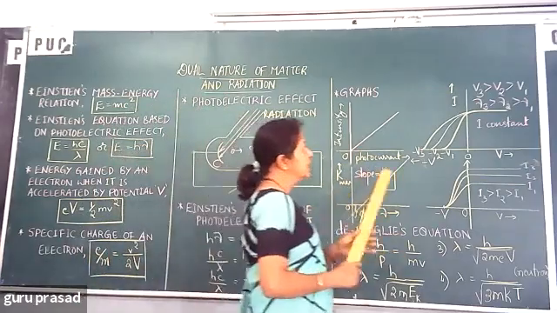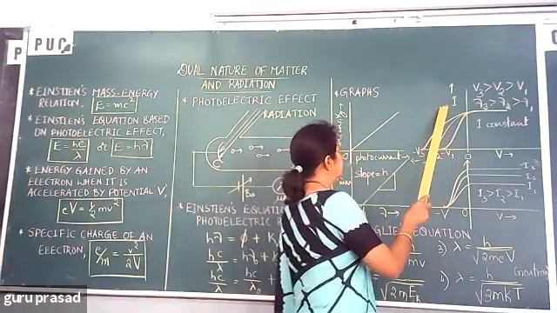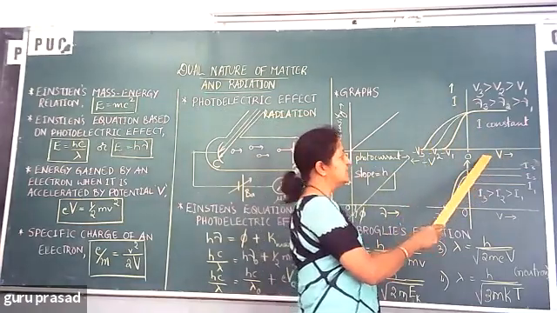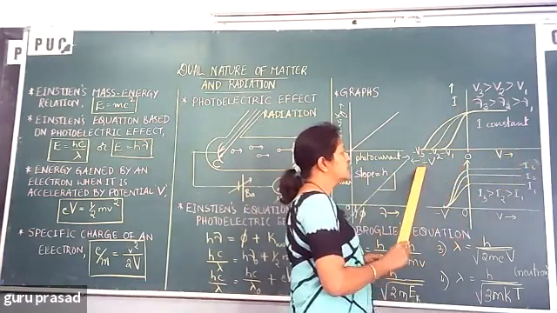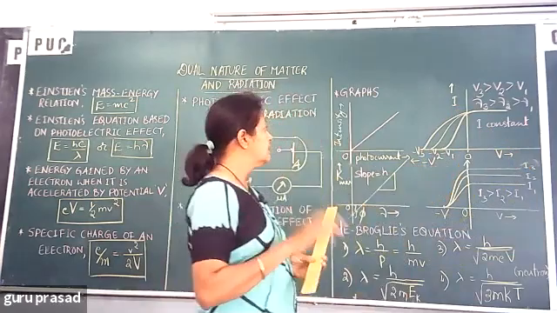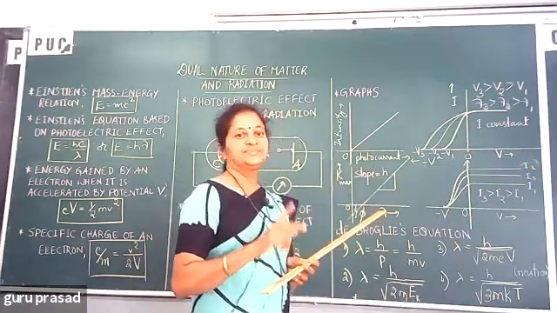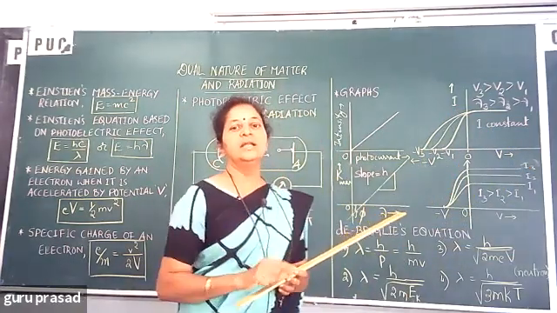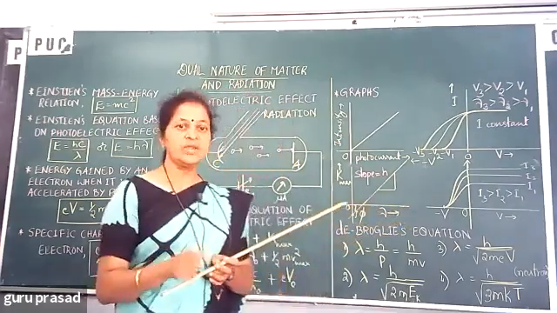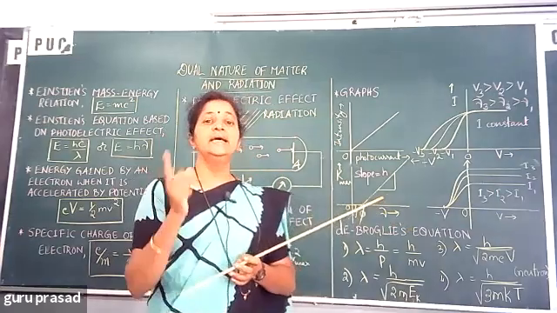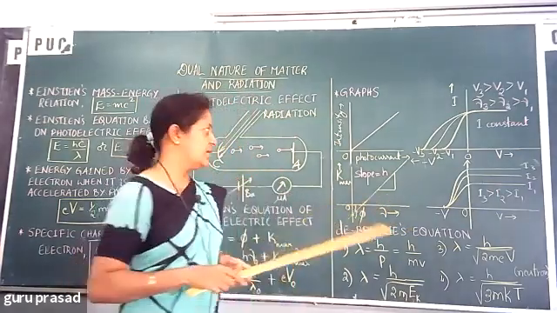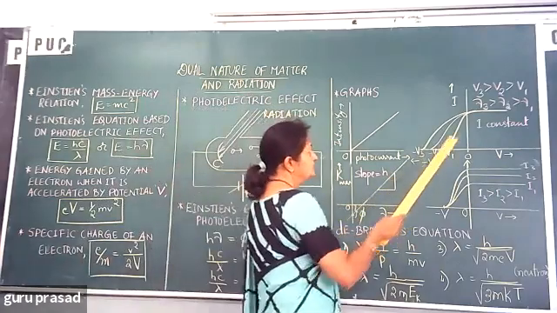Next, if you plot the intensity of the radiation versus potential, this is a positive potential, this is a negative potential, there is no effect of intensity on potential. Definitely there is no relationship between them. If you change the intensity, just the photoelectric current changes, no change in potential. But we will see what happens.